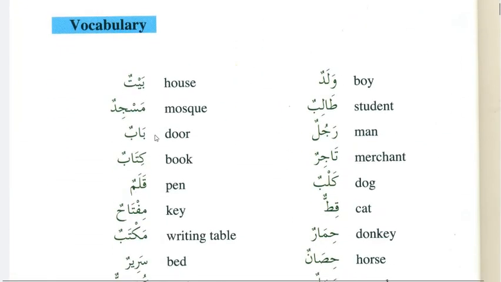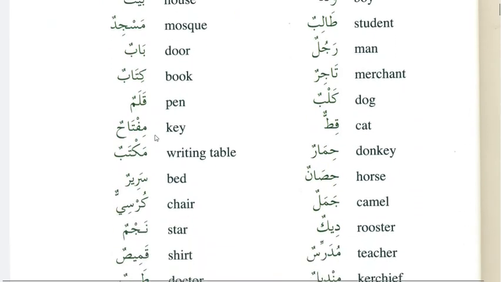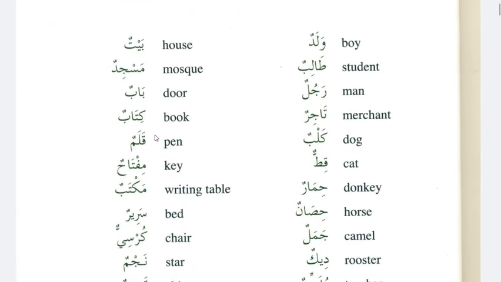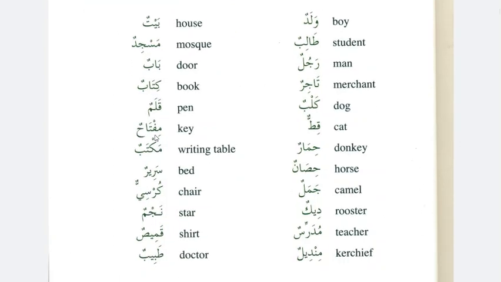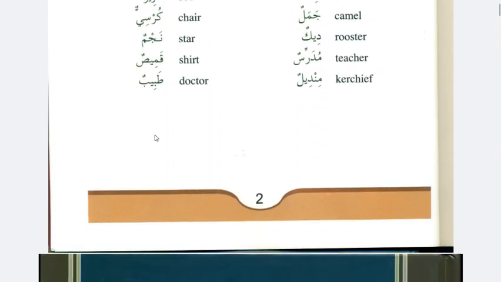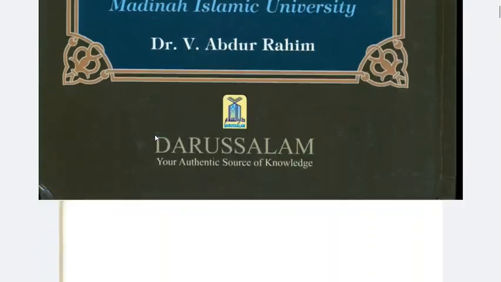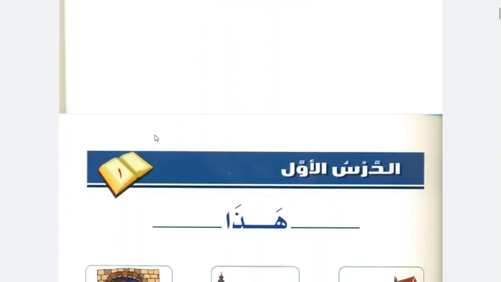Now you have some vocabulary. I recommend you memorize this vocabulary, then write the meaning of these words in your notebook without looking at the book. Then you will upload it to Google Classroom, where I will check it. So now we are going to start the first lesson.